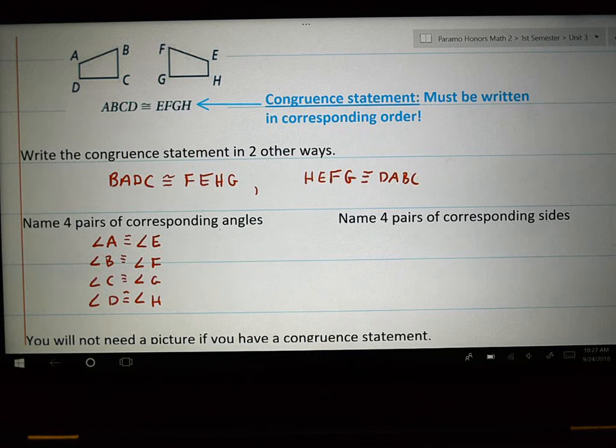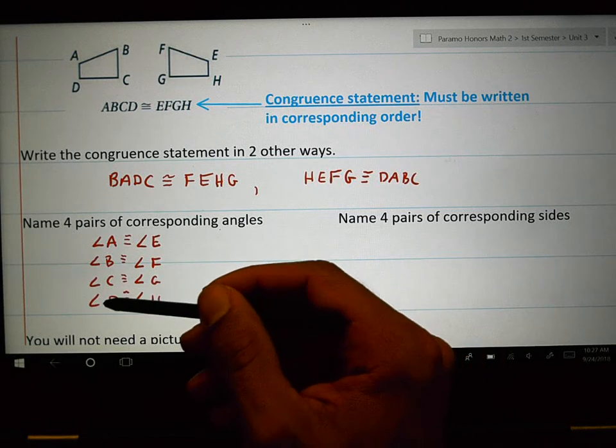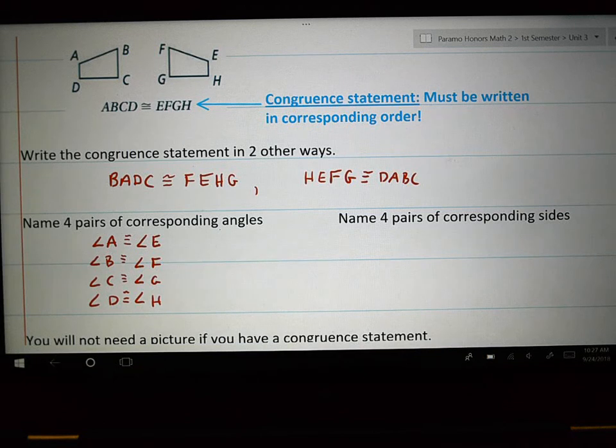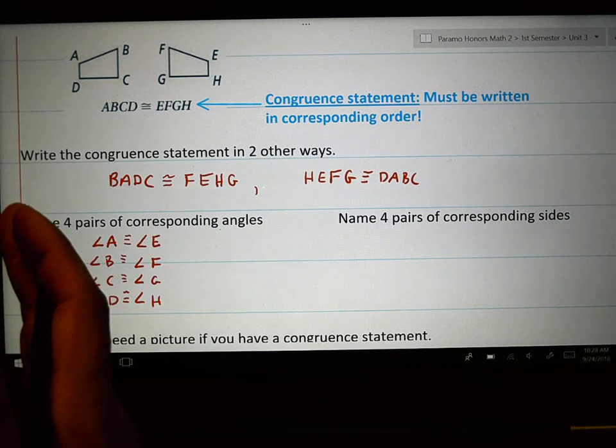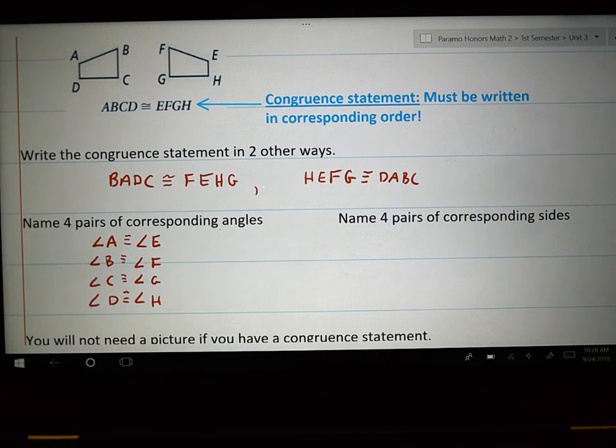If your four pairs are angle A is congruent to angle E, angle B is congruent to angle F, angle C is congruent to angle G, and angle D is congruent to angle H, please raise your hand so I can see how many wrote that down. Wonderful. That's over 90% of this class. Good job. It is very simple. You could have easily done the right letter first and the second letter second, and that would have also been correct.